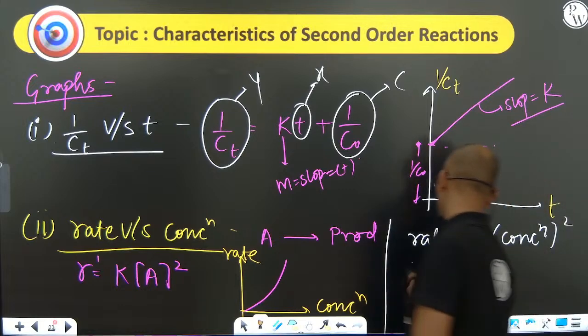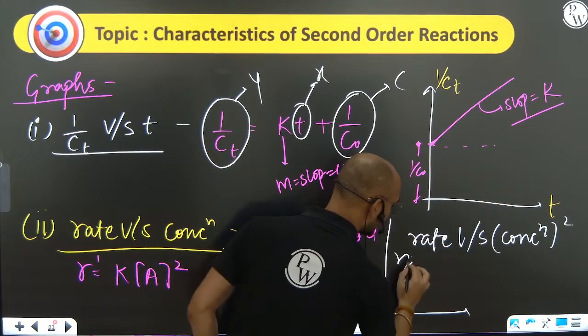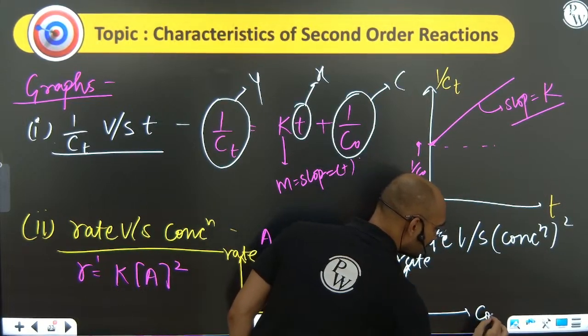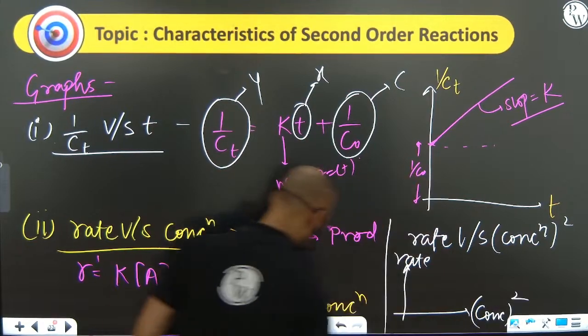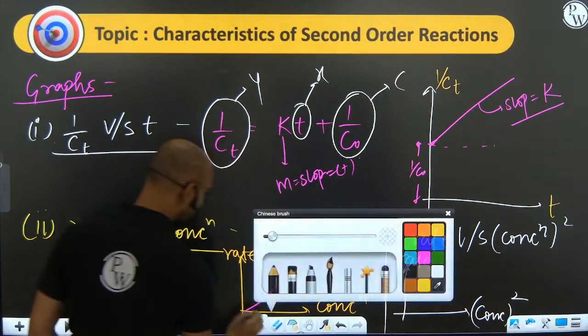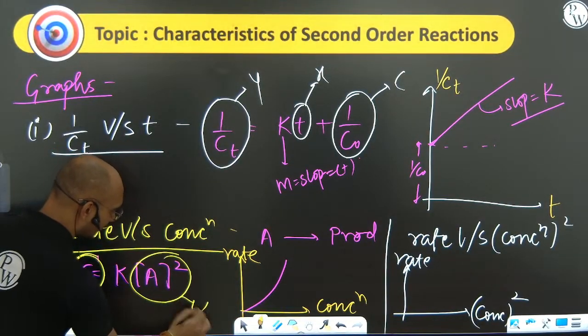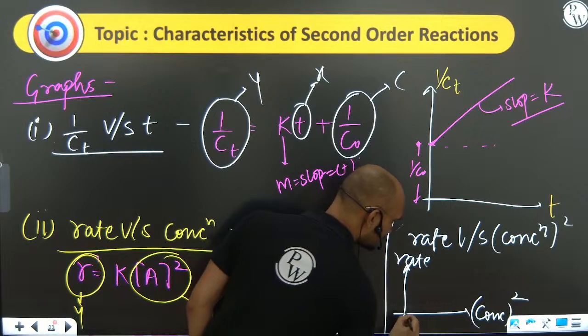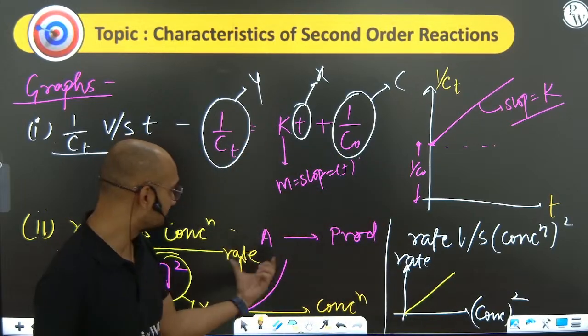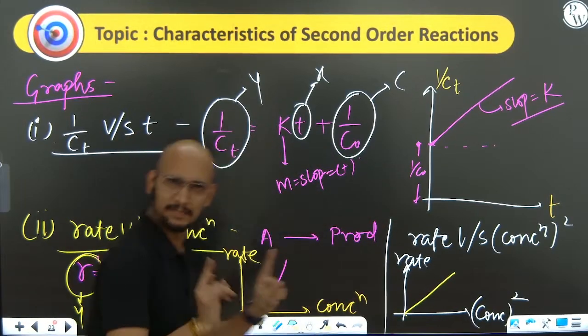square. Then what will it become? It will be something like that, rate versus concentration square. It will be just like y equals mx, with rate as y and concentration square considered as x, then y equals mx. The graph will be just like a straight line. Okay, so these two types of graph may be asked, please keep in mind.